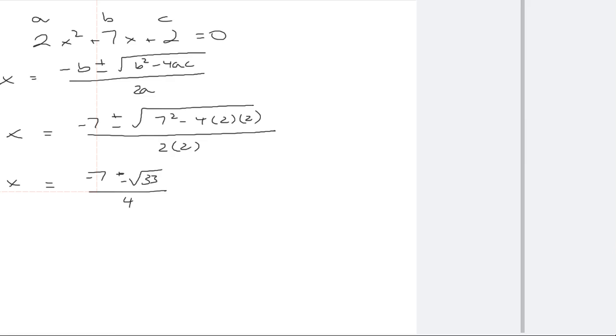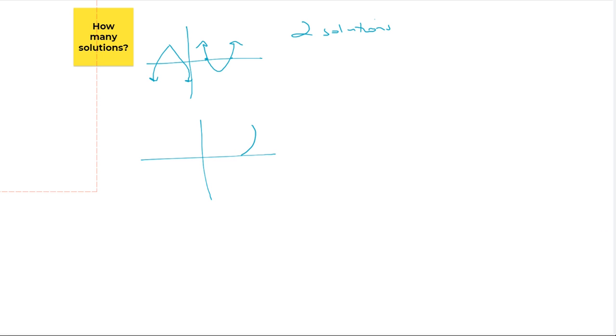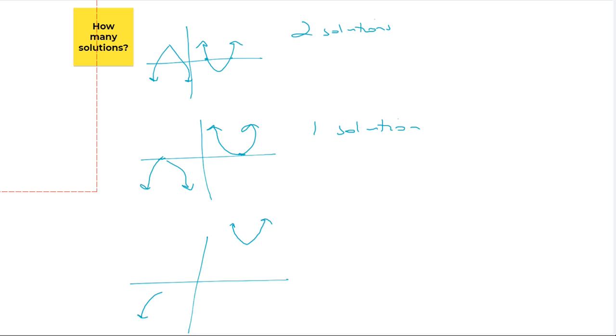So how many solutions would you expect? If you have a quadratic function that looks like this or like this, you see that there are two x-intercepts. So in this case, you have two solutions. If you had a quadratic function that looked like this or like this, where the vertex sits on the x-axis, then you have only one solution. And if you have a quadratic function that looks like this, that is opening away from the x-axis, then you have no x-intercept, so you have 0 solutions.